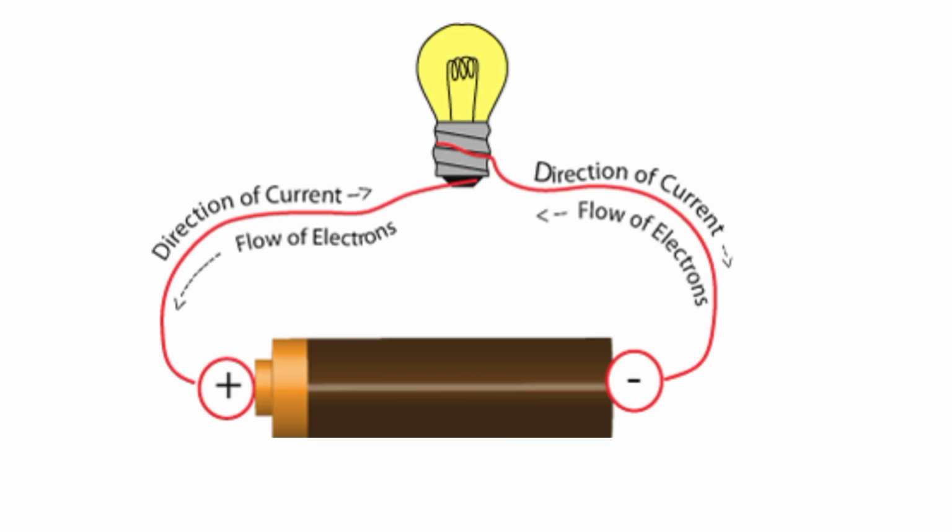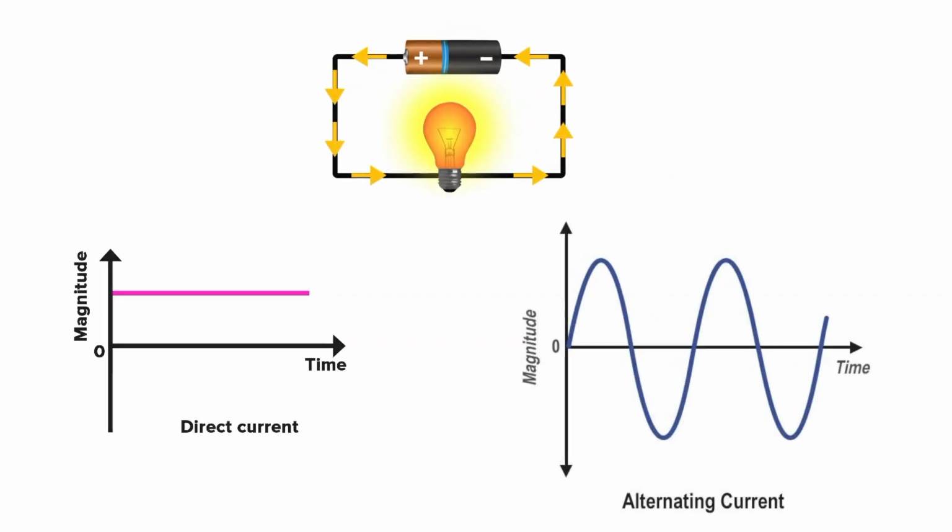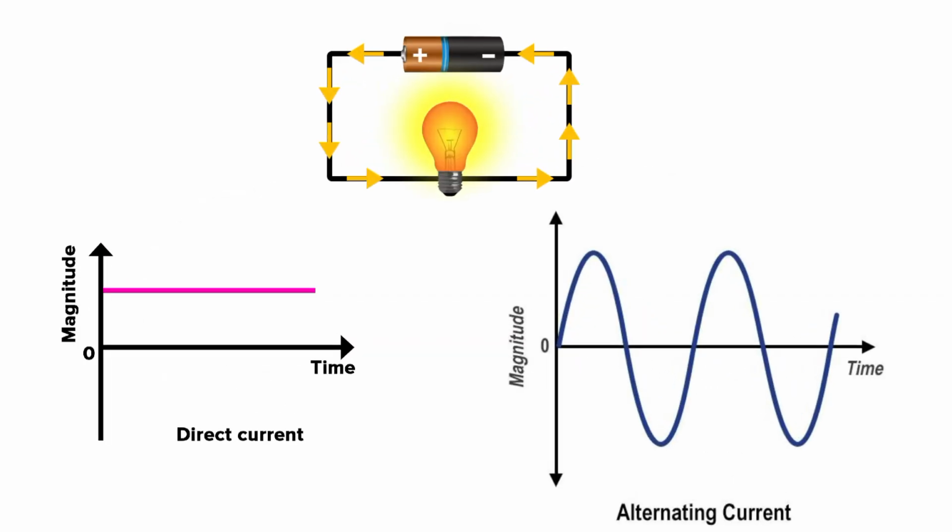Now let's talk about what current electricity is. The electricity which can flow through a conductor or any metal is called current electricity. For example, there are two types of current electricity available. The first one is AC, that is alternating current, and the second one is DC, that is direct current.